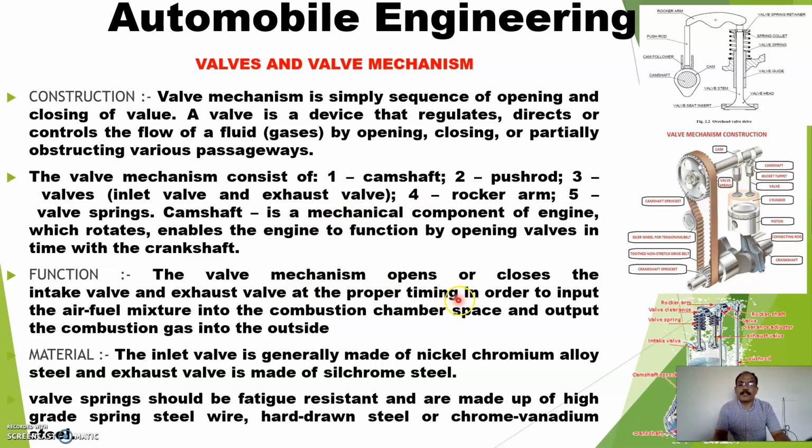The function of the mechanism is to open and close the intake and exhaust valves. What are the materials of this? Inlet valves are generally made of nickel chromium alloy steels, because they should not bend or break, and exhaust valves are made of silicon steel. The valve spring should be fatigue resistant and made up of a high grade spring steel wire, hard drawn steel, or chrome vanadium steel, because these are the springs. It must retain its original position, so springs are provided to the system. So this is about the valves and valve mechanism.